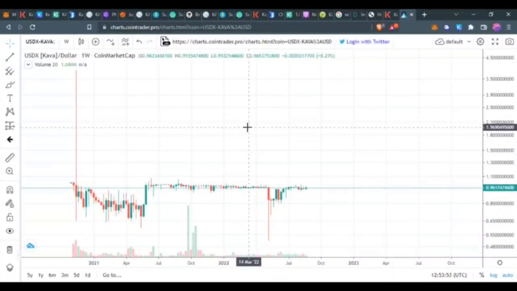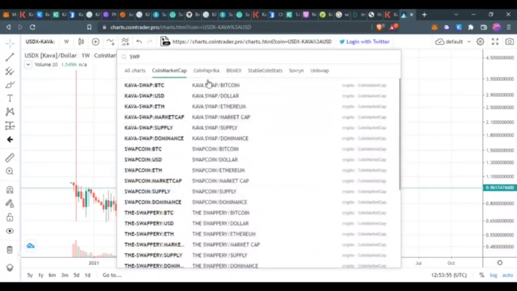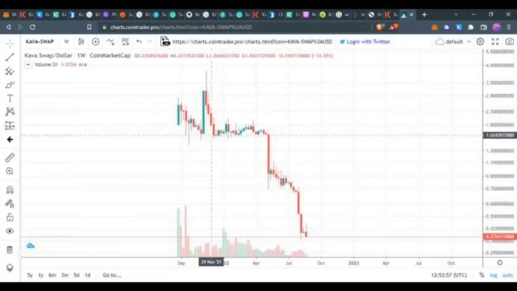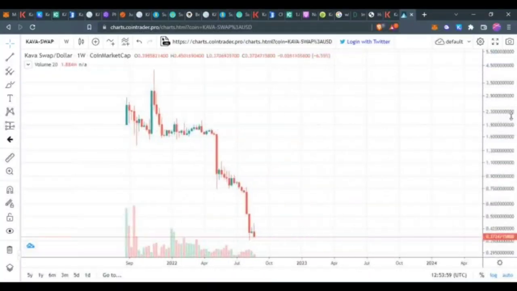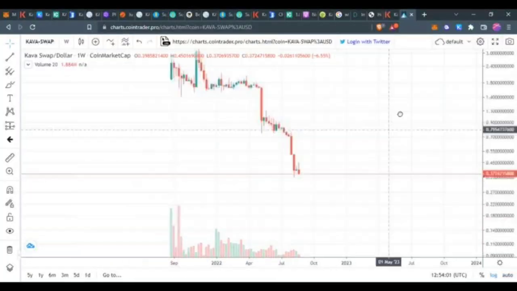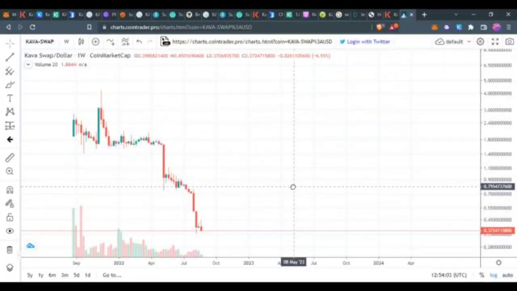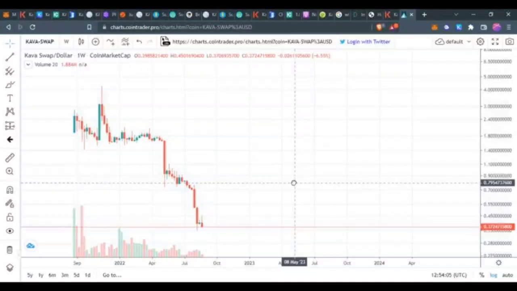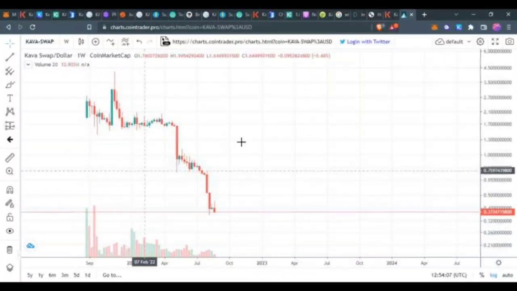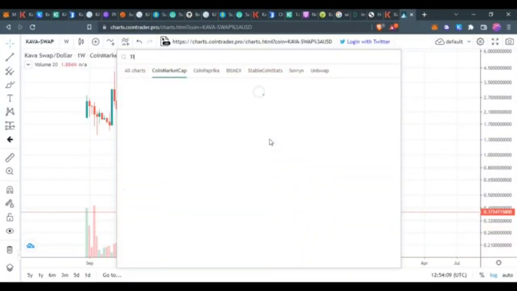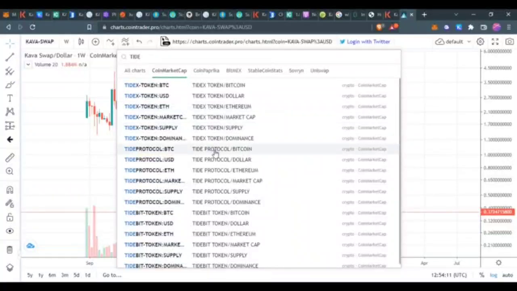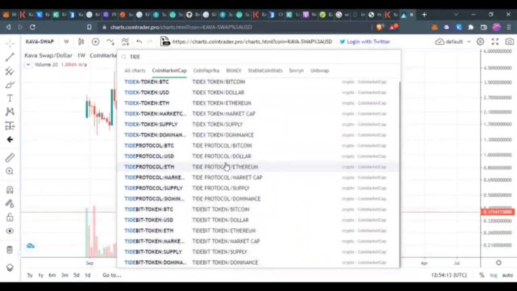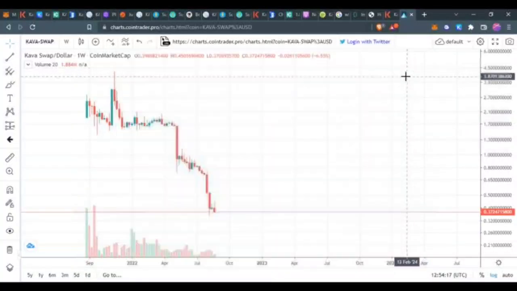So Kava, Kava Swap versus the dollar. Yeah, see, with no interest in these projects right now, Swap Hard is doing good. Kava's doing fairly well. Swap right now, there's no interest in it because no one knows about it. Let's do Tide. I want to, probably not even able to take a look at it yet.